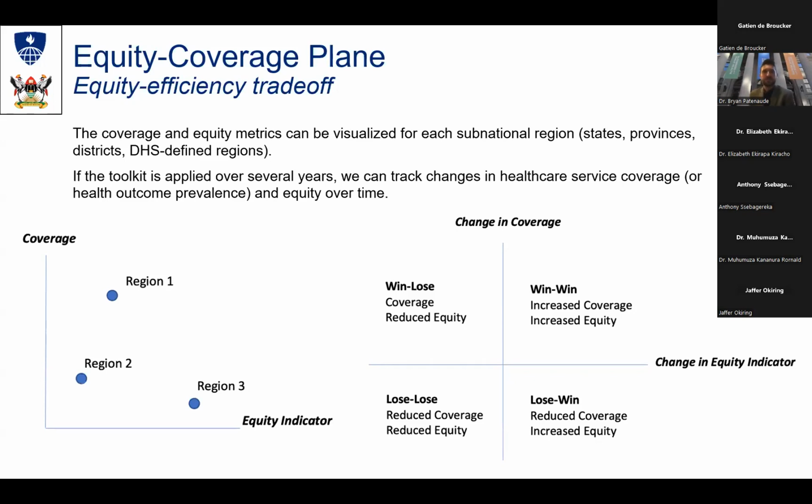But this is a good way to visualize these trade-offs and whether or not there is a trade-off, because also often in the literature, there's said to be sort of an equity coverage or an equity increase tension, but that's not always the case. Sometimes these things move really well together, sometimes they don't, and this can help us track areas where the improvement is going in the right direction and areas where they're not.